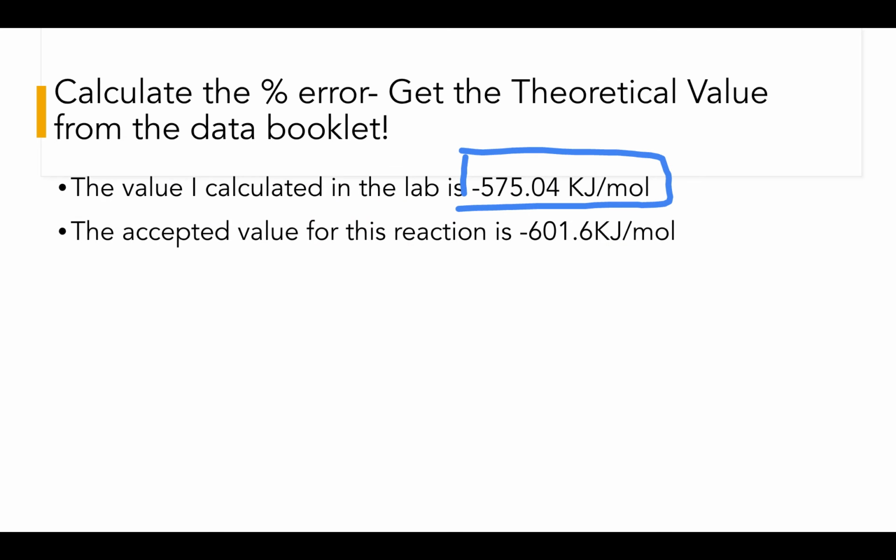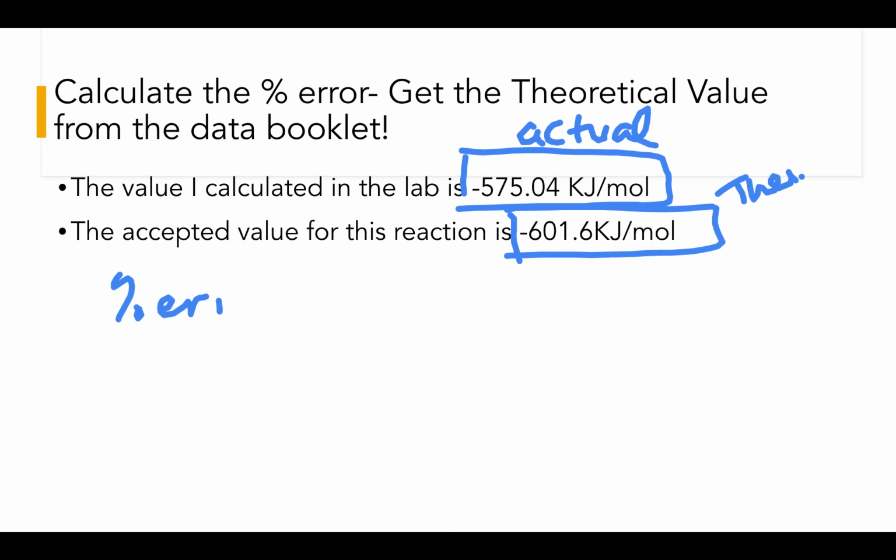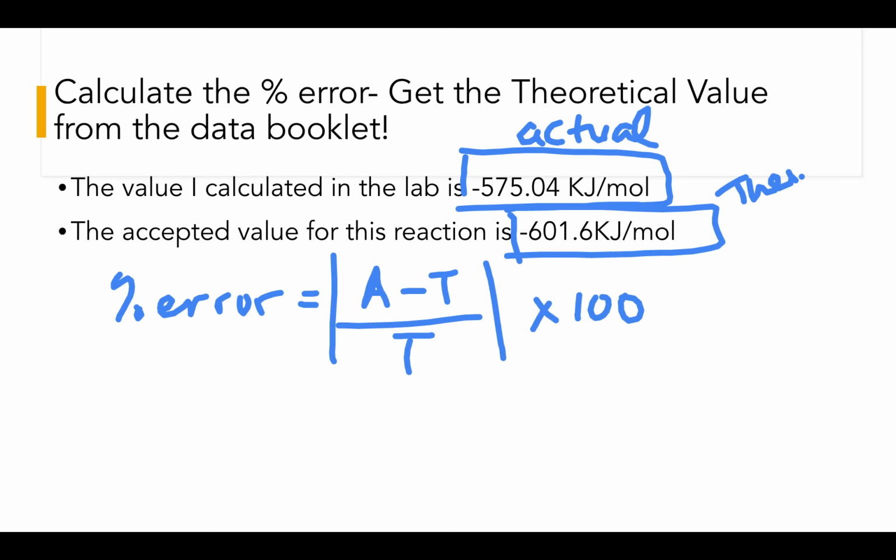Now with that, that would be considered my actual value or my lab value, whereas the accepted value, and you can just get this from the data booklet, is negative 601.6. So this would be my theoretical value. So if I'm calculating my percent error in a very, very simple way, I would write actual minus theoretical divided by theoretical, the absolute value of this, and then multiply it by 100%. So let's do that quickly because I don't have that one ready for me. So I'll just have to stick that in my calculator.